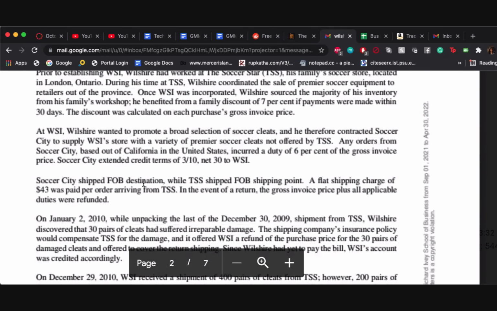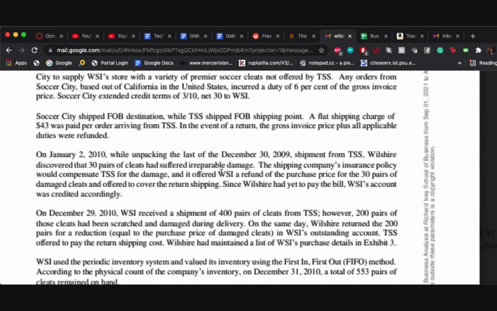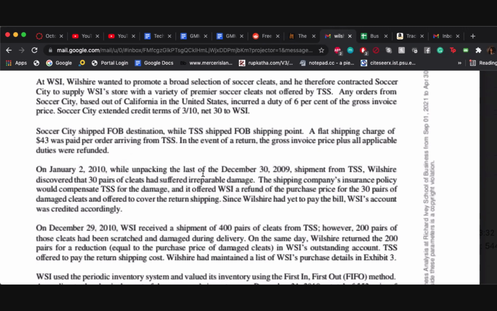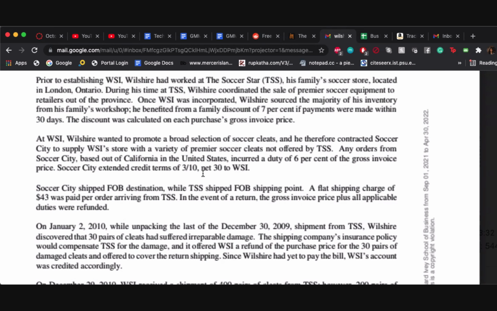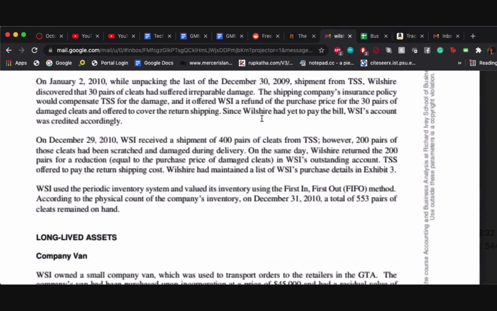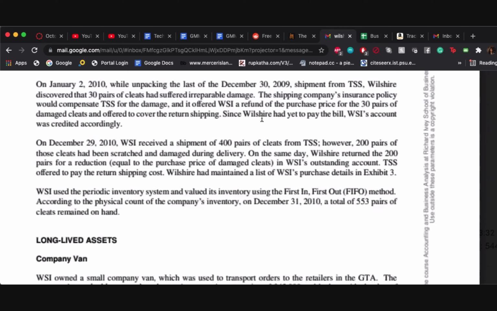And so over here we know that freight was $43 for Soccer City, so we're going to put 43. And then we're going to put any credit terms that we have as well. So we'll put credit terms, and family discount of 7%, okay, and what else? And 6% duty. Okay. So now we have that.